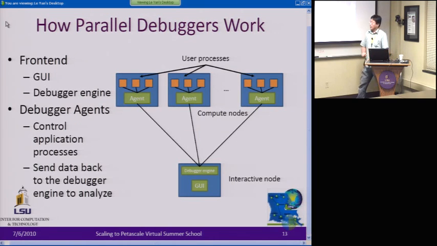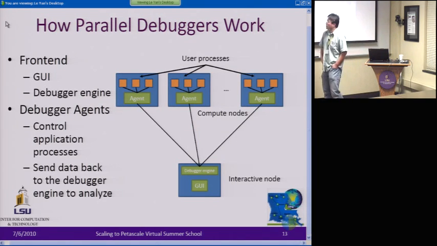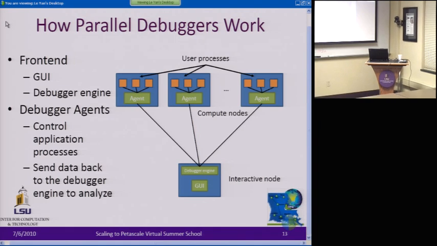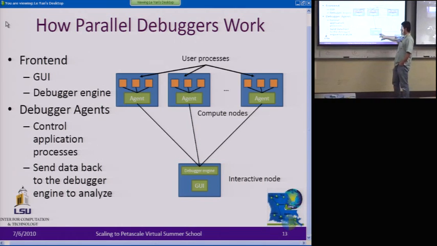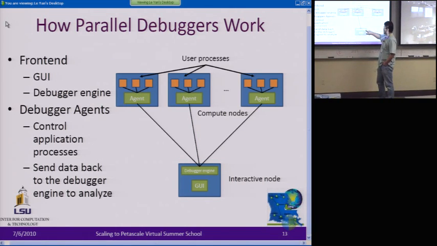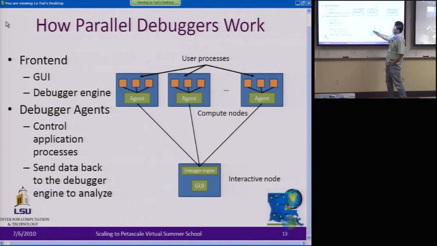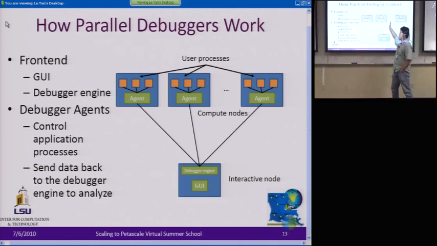Okay, so how do parallel debuggers work? So basically, you have a front end. This is run on the interactive node. It's probably not the login node of the cluster. It's probably the master node of your interactive job session. So you have a front end which has a GUI, and also it has a debugger engine that controls all the debugging agents on individual nodes.